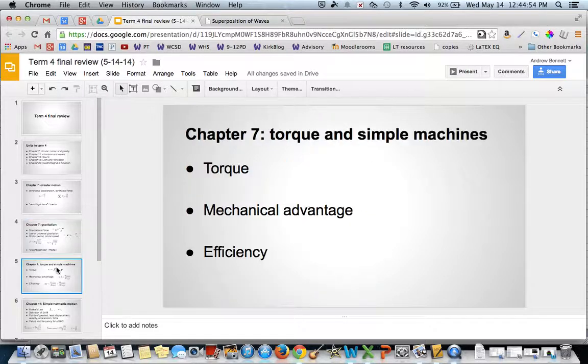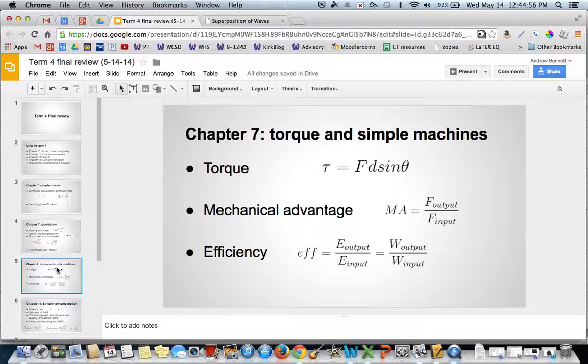Also in Chapter 7, this was a big chapter, we looked a little bit at torque, the ability of a force to cause rotation. We looked at mechanical advantage, that's how much a force is multiplied by when we use a simple machine. And then we talked about efficiency, how much of our energy makes it to the desired form, and how inefficient a lot of our machinery is. We get all this heat produced when we're trying to, say, move a car forward.